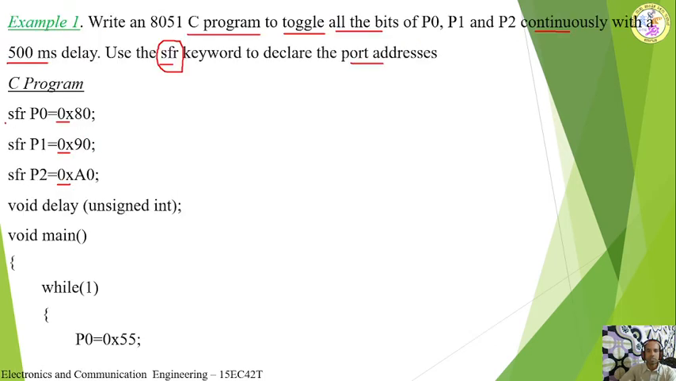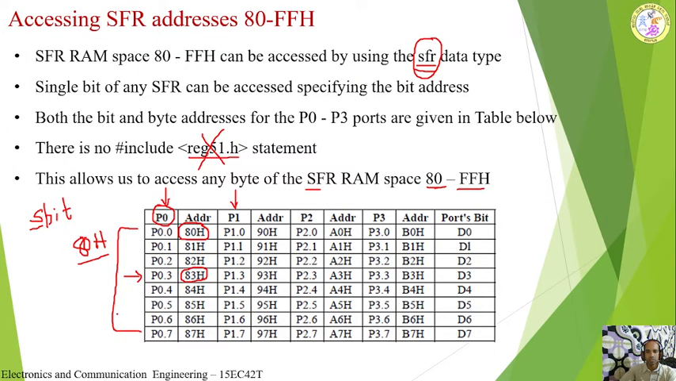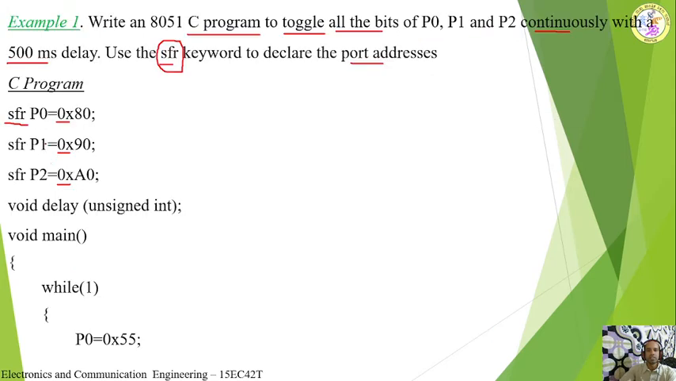Whereas in this case, I have used the SFR keyword to declare port 0. Now port 0 is the variable name I have used. It is not necessary, you can write any name here, but just for simplicity we have taken it as port 0. And this is equal to 0x80. 0x80 means all the pins of port 0 are accessed, and it has been given the name port 0. Similarly for port 1 and port 2.